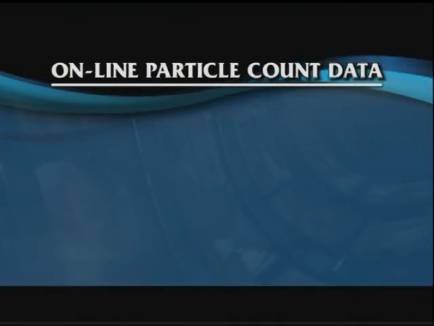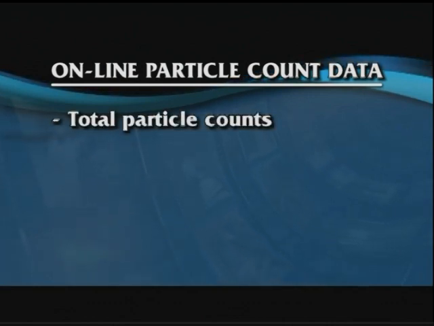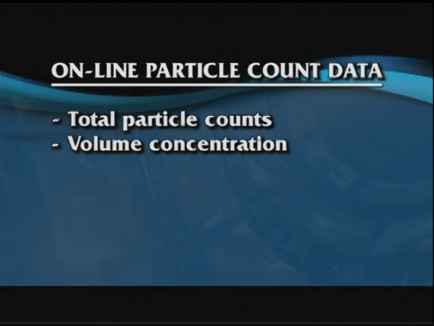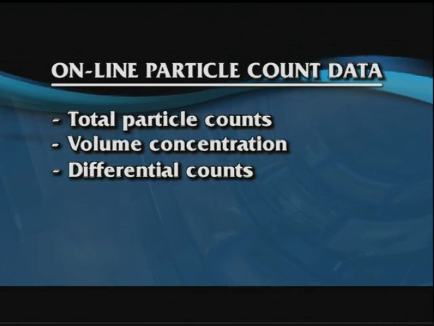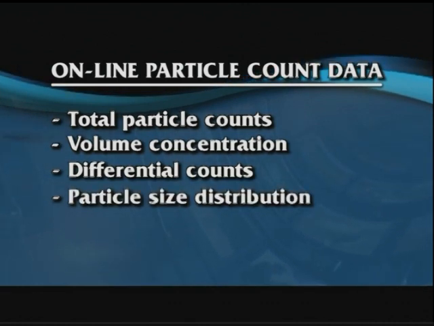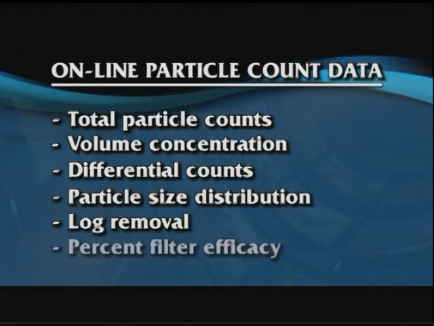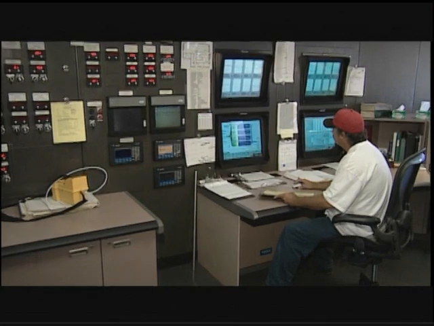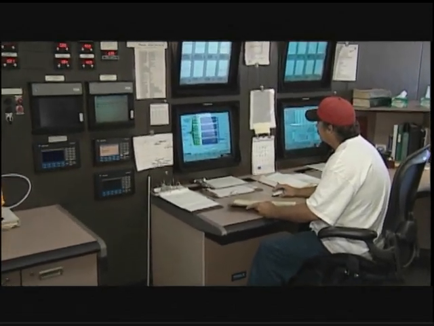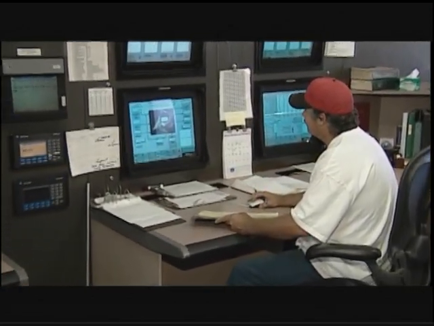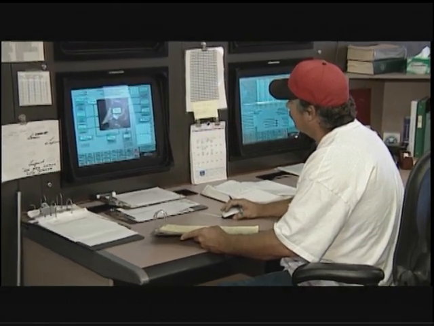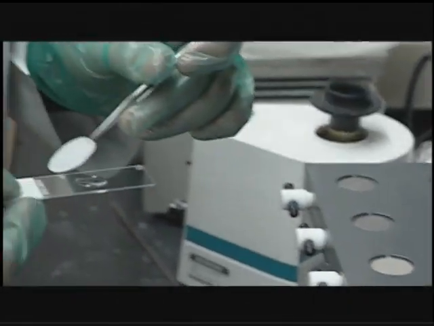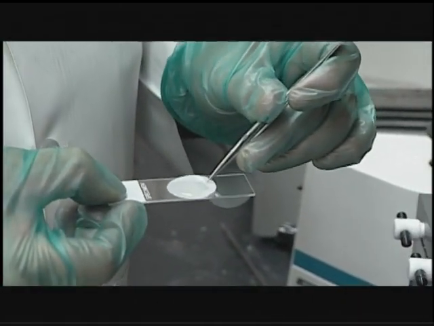Online particle count data can be expressed in total particle counts, volume concentration, differential counts, particle size distribution, log removal, and percent filter efficacy. Water professionals say the information particle counters provide can have a significant impact on the entire water treatment process. The pathogens utilities are generally most concerned about are Giardia and Cryptosporidium.